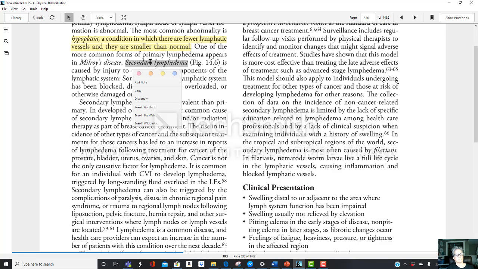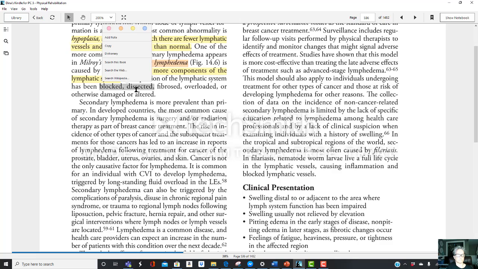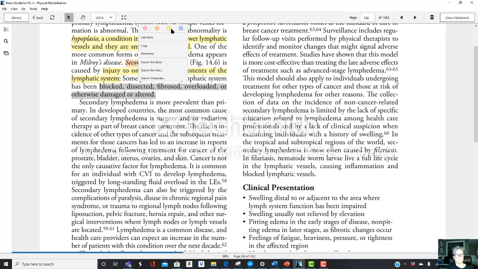Secondary lymphedema, figure 14.6, is caused by injury to one or more components of the lymphatic system. Some portion of the lymphatic system has been blocked, dissected, fibrosed, overloaded, or otherwise damaged or altered. Secondary lymphedema is more prevalent than primary.